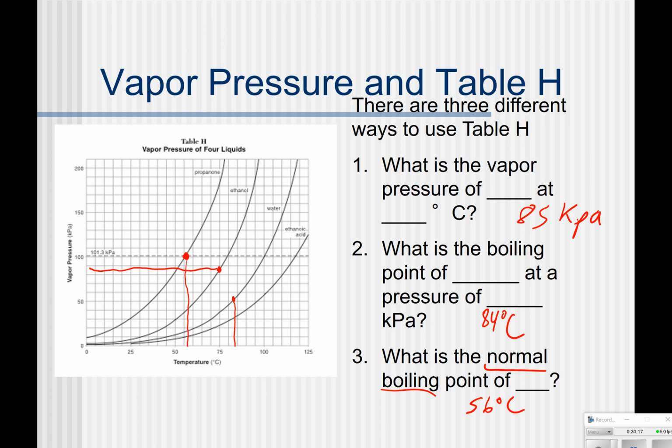Now with these different curves here, we can see that the stronger forces are going to boil at a higher temperature. Stronger forces in ethanoic acid and water contribute to their higher boiling points, and propanone and ethanol would have weaker forces, which cause their normal boiling points to be lower than water and ethanoic acid, which have stronger attractive forces between their molecules.